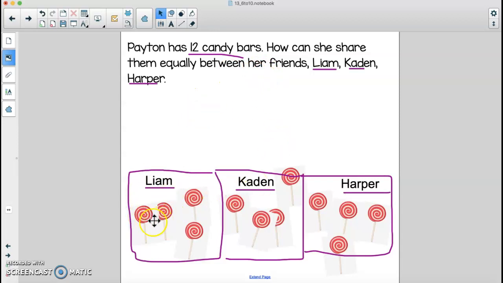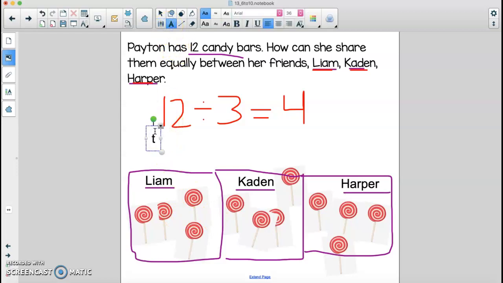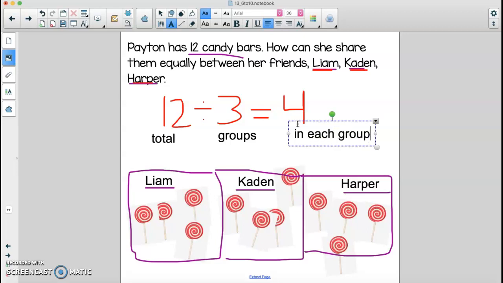So how many does Liam have? 1, 2, 3, 4. And Caden has 4 and Harper has 4. So if I were to make a division statement here, what I would write is 12 divided by, how many groups did I have? 1, 2, 3. 3 equals 4, because they each got 4. So this number right here is the total, this number right here is the groups, and this number right here is in each group. Same thing as multiplication, it's just a little opposite.